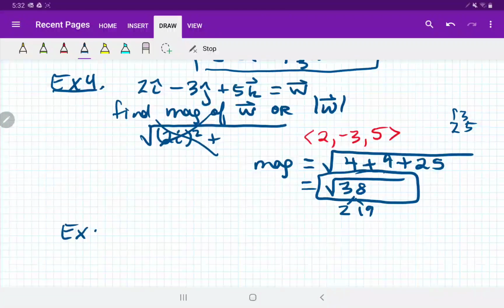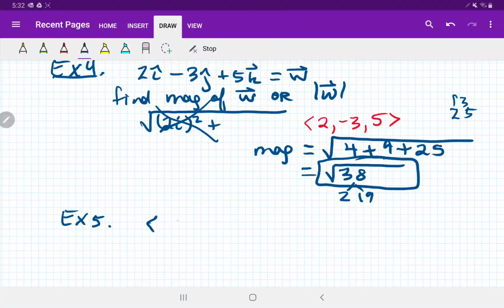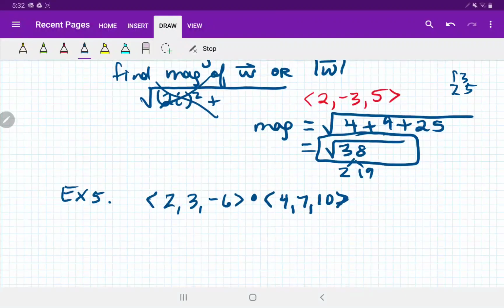Okay. Example 5, dot product. I don't know if you remember the dot product. Dot product in 2D, you had something like this, and then there was a dot, and then 4, 7, 10. Do you remember what the dot product was?